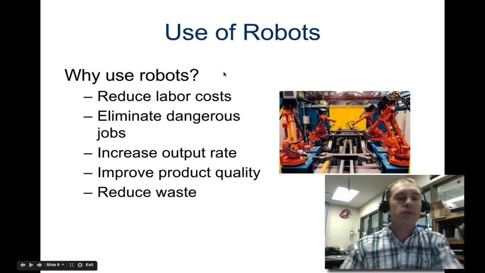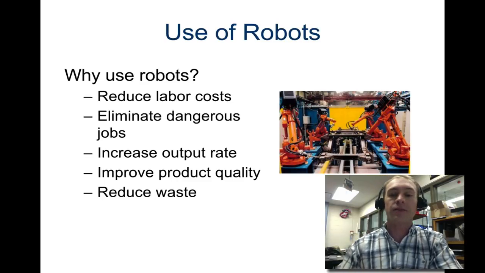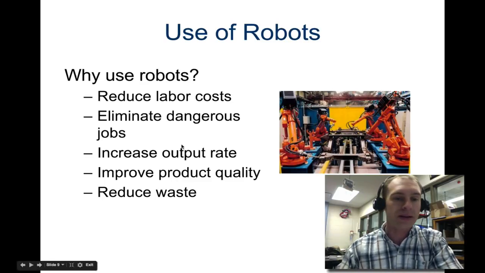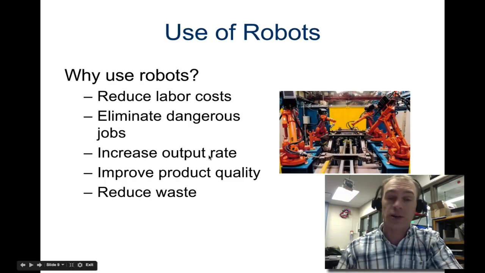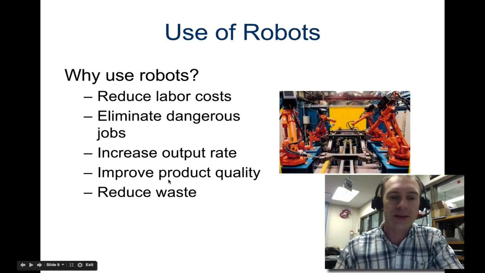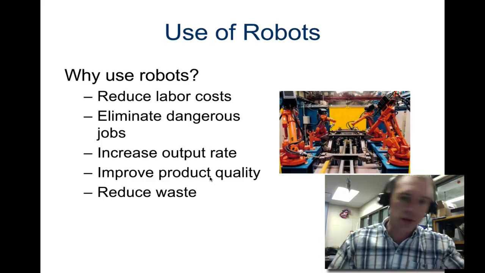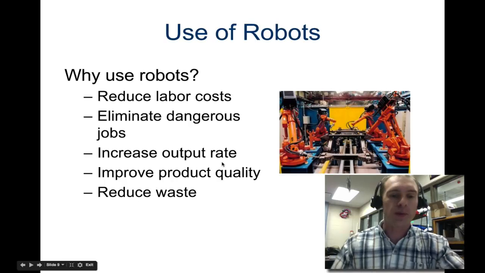Now, why do we use robots? We use them to reduce labor costs, eliminate dangerous jobs, like if you're doing welding, these four are doing some welding. Increase output rate because you can work 24 hours a day, and improved product quality, along with reducing waste. Because robots, they can go from place to place. They never make a mistake, usually, as long as it's a good quality robot.